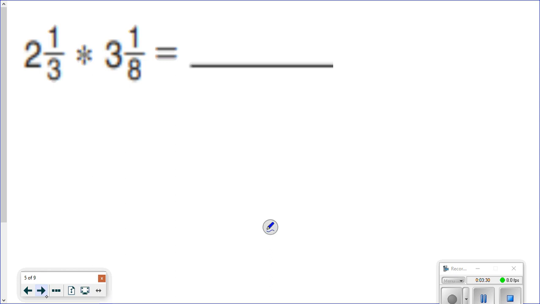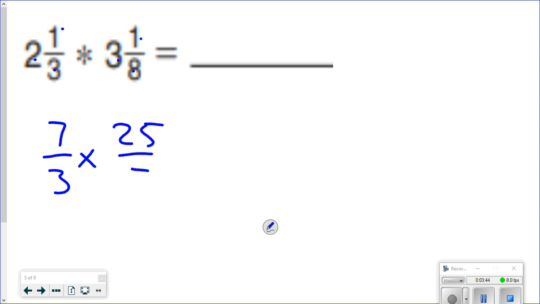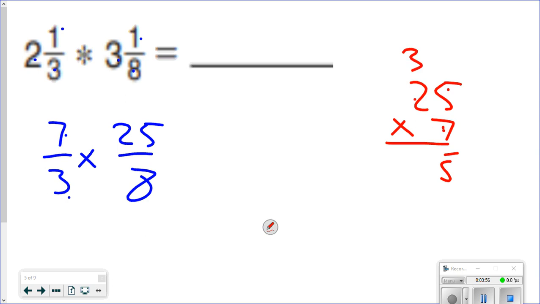Look at this one. 2 1/3 times 3 1/8. We're going to have to break these apart. 3 times 2 is 6 plus 1 is 7 over 3. That wasn't so bad. 8 times 3 is 24 plus 1 is 25 over 8. We can't cross reduce these at all, so now we're dealing with large numbers again. 25 times 7. 5 times 7 is 35. 7 times 2 is 14 plus 3 is 175. 175 is my numerator. 3 times 8 is 24.